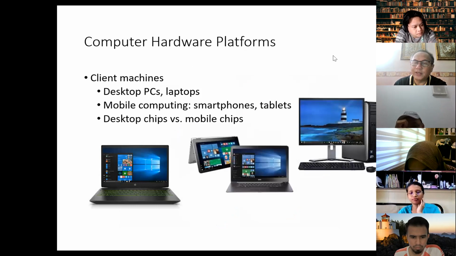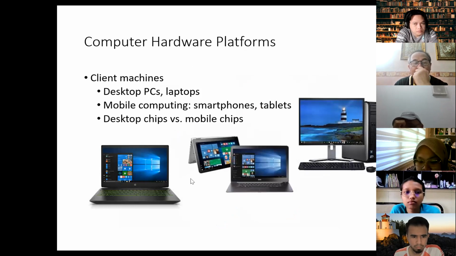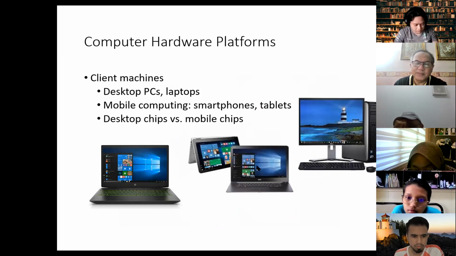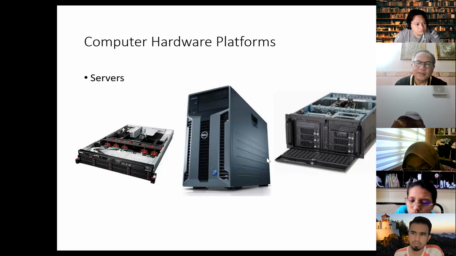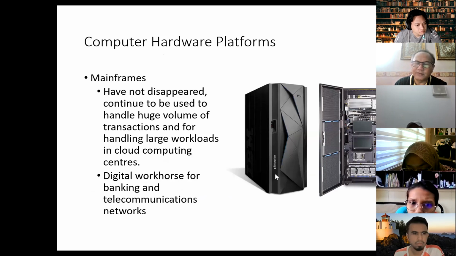These are the hardware. There are two groups of hardware. These are the client machines: desktop PCs, laptops, mobile computing, and tablets. Desktop chips and mobile chips are different. And then these are the servers. We have this rack server, this is a tower server, and then we have a blade server that you put in blades. And then these are the mainframes. These still have not disappeared, still being used especially in banking and telecommunications networks.